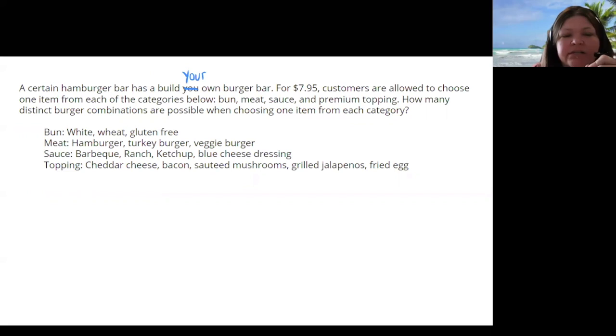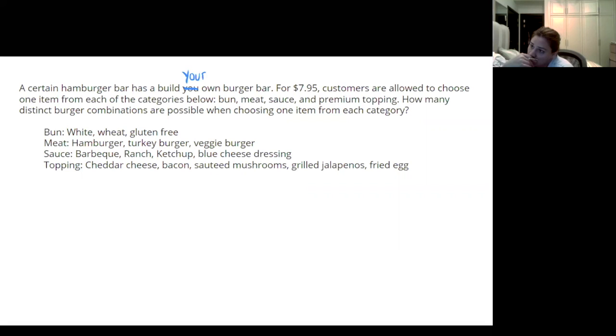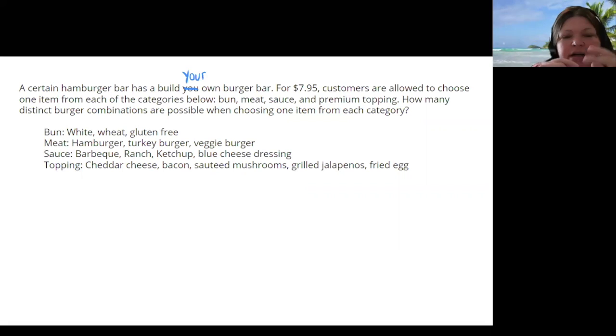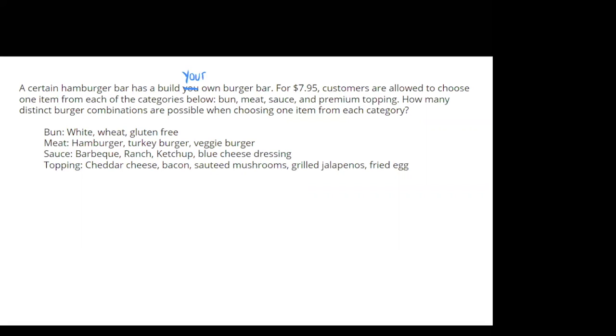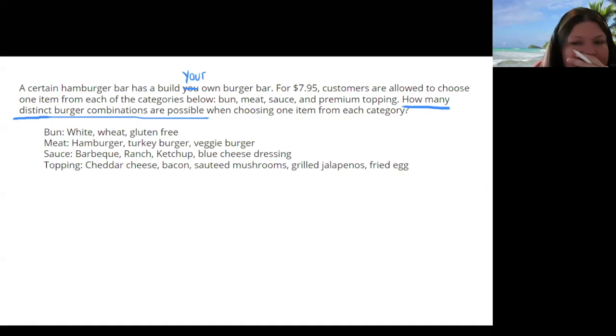How many distinct burger combinations are possible when choosing one item from each category? And then we have these lovely categories of options, and yummy, delicious, I love burgers, but what are they asking me to do or to find? How many combinations are possible? How many burger combinations can you choose? Lovely. So both Stephen and Amy, yes, we're finding how many distinct burger combinations are possible.